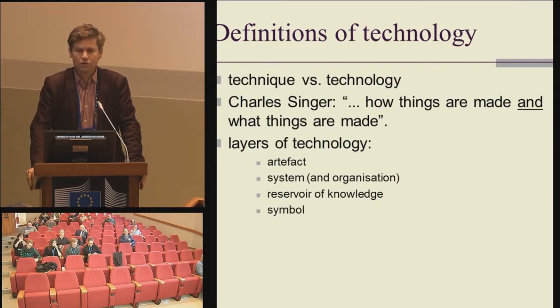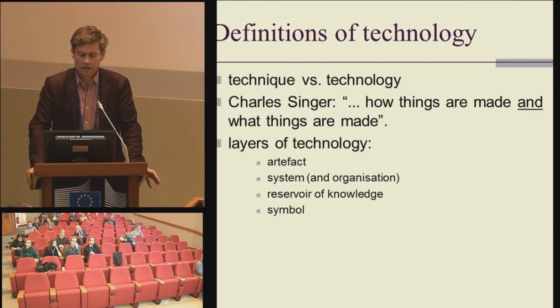That used to be solved by having this distinction between technique and technology. Technique is the actual application of skills, whereas technology is the know-how. So like we have psychology, which is the knowledge of the psyche, which is not the same as the psyche. It's knowledge about it. But it becomes mingled, and this is very nicely phrased in the definition of the historian Charles Singer, who says technology is how things are made, so that's the knowledge, and what things are made, which is the outcome.